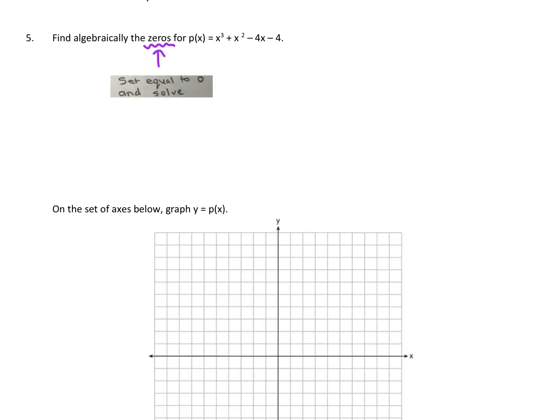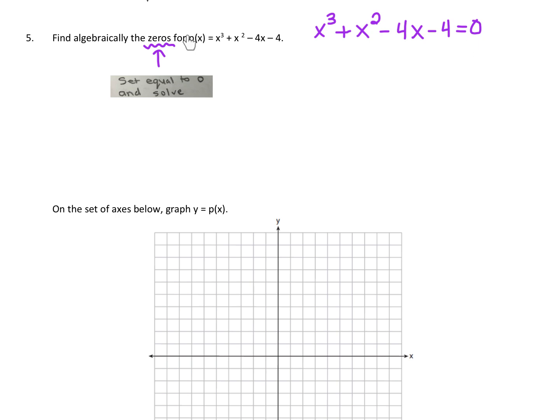Okay, so number 5 wants us to find the zeros algebraically. Now, when you do it algebraically, what we do is we just set our equation equal to 0 and solve. So instead of p of x, we're going to make this 0 equals this right here. Okay, so I put my equals 0 on the right-hand side.